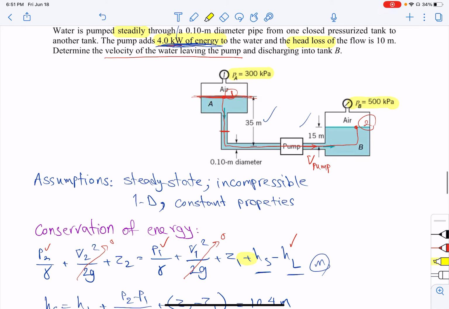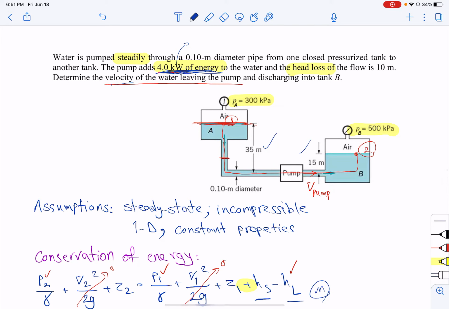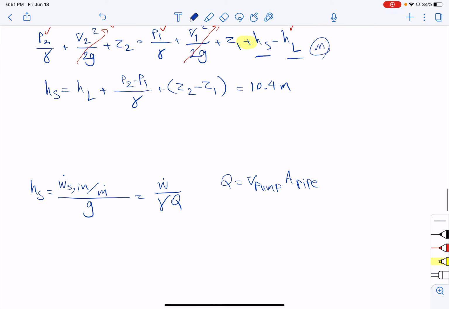Now, this question asks us to find the velocity of the water leaving the pump, right? Now let's look at this equation that I wrote down here. We find HS from here, right? And this W dot is the power that's given by the pump in the problem. So we have this one as well. And then if we look at this one, we don't know Q, right? So we can find Q from here.